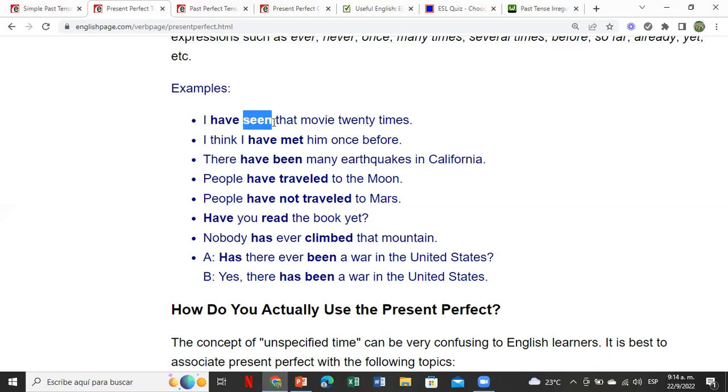Look at the verb. Seen, met, been, traveled, read, climbed, being. So my point is, all of them are in past participle. The formula: subject, plus has or have, depending on the subject, and always followed by a past participle verb.